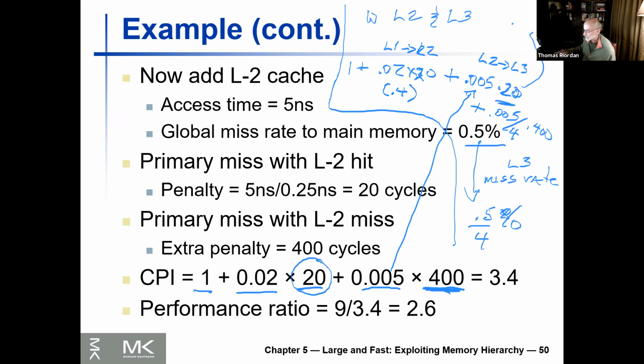Let's get the calculator here. Where is it? Right, there it is.